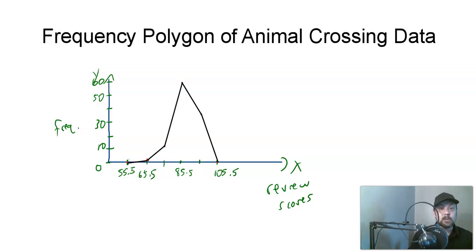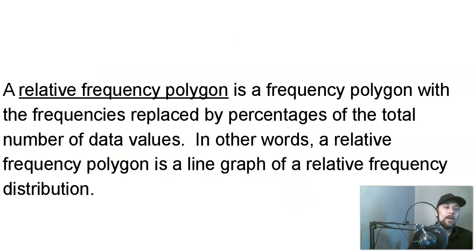All right, so that's a frequency polygon. That's what that looks like. The next thing we want to look at is a relative frequency polygon, which is just a frequency polygon, but with the frequencies replaced by percentages of the total number of data values. So it's very analogous to how we had frequency distributions, and then relative frequency distributions.